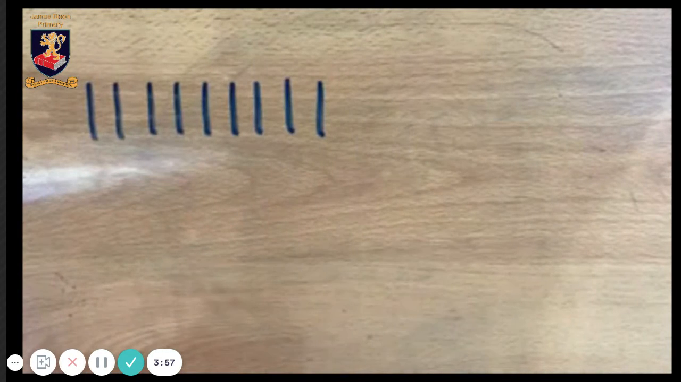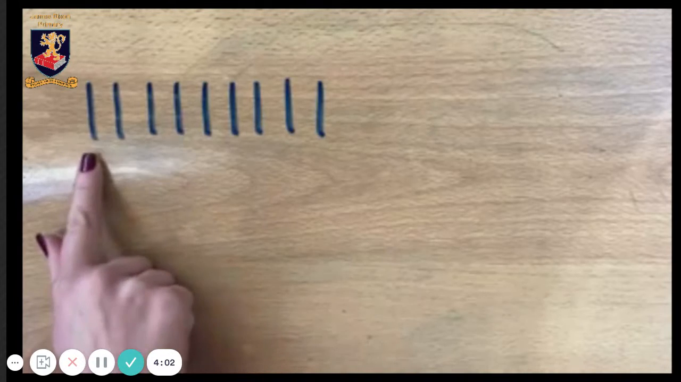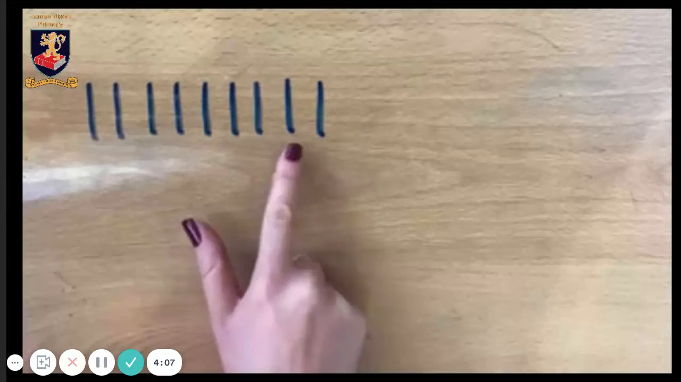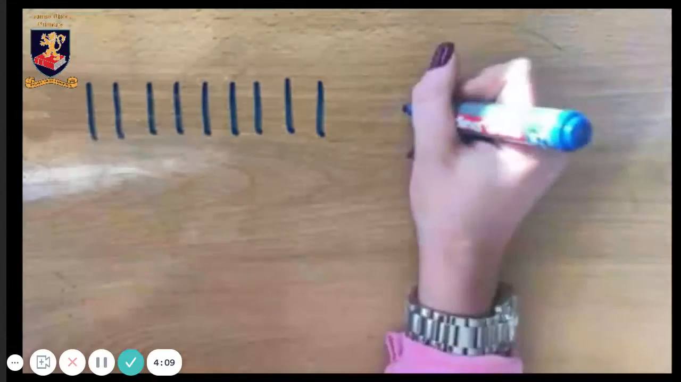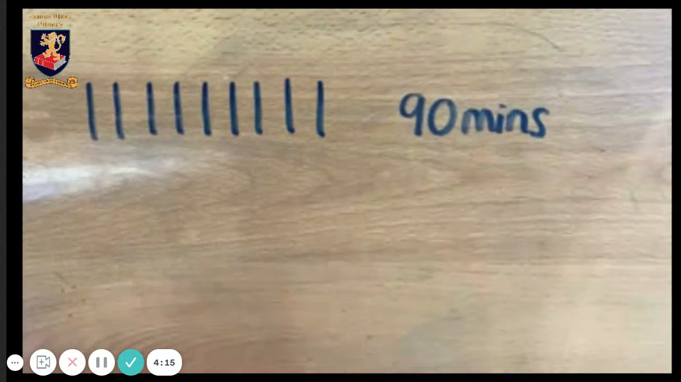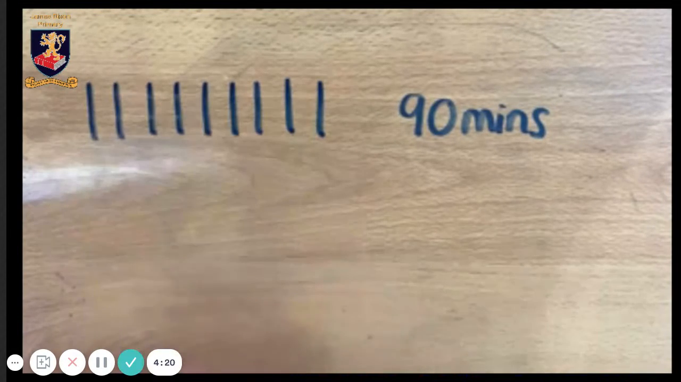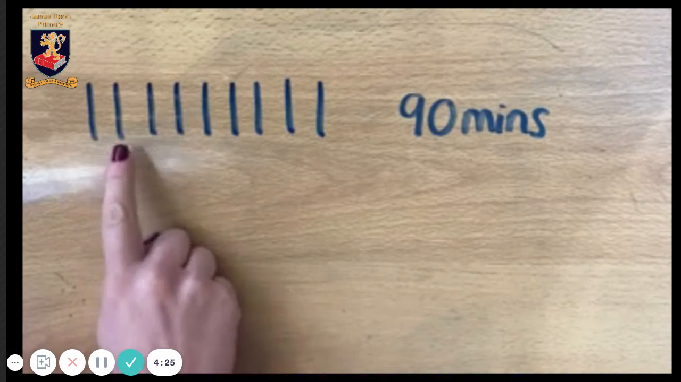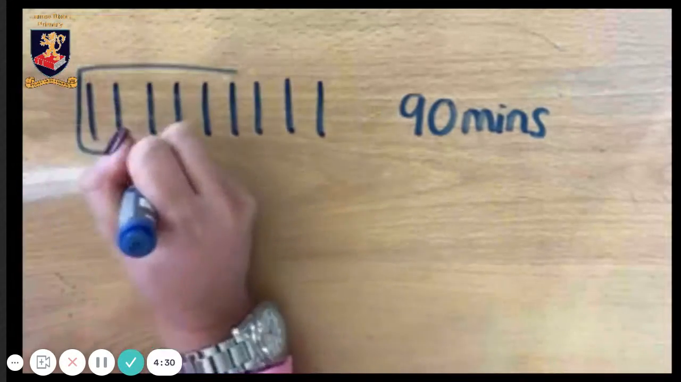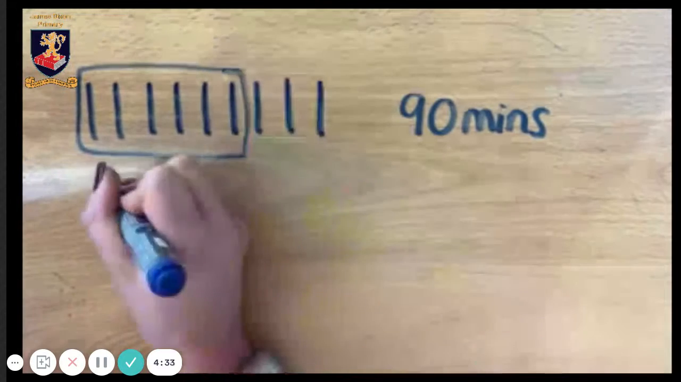This time I've drawn my Deans, so I am going to count how many minutes I have. 10, 20, 30, 40, 50, 60, 70, 80, 90. I have 90 minutes. Now to find out how many hours and minutes I have, I need to put my Deans into 60s. I know that there are 60 minutes in 1 hour. 10, 20, 30, 40, 50, 60. I'm going to group those together, and that is 1 hour.